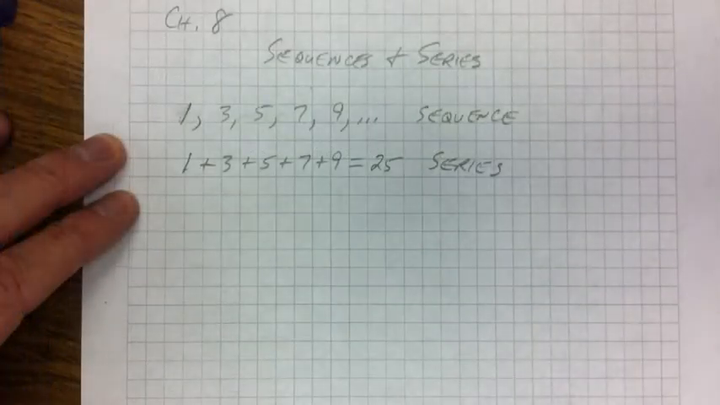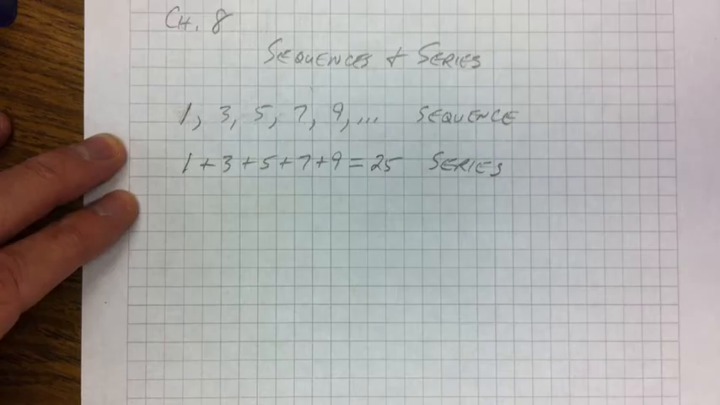Alright, now the difference between a sequence and a series: a sequence is just a list of numbers. In this case we're adding 2 every time. 1 plus 2 is 3, plus 2 is 5, plus 2 is 7, and so on. We call that a sequence. It's just a list of numbers that are following some sort of pattern. A series is if we add all those numbers up together. So that sum, if I add the 1 plus 3 plus 5 plus 7 plus 9, that sum is called a series.